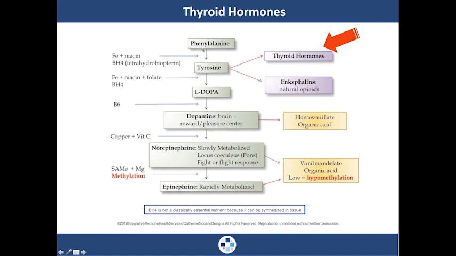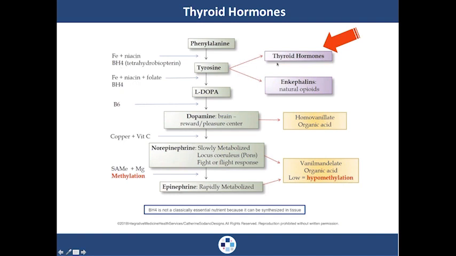The amino acid phenylalanine, due to enzymatic reaction, requires iron, B3, which is niacin, and a chemical called BH4, which stands for tetrahydrobiopterin. Now, tetrahydrobiopterin is not classically an essential nutrient because the body can make it in the tissue. However, if the tissue in the body's chemistry is not working properly, it may be somewhat deficient. So this phenylalanine then gets converted to tyrosine.